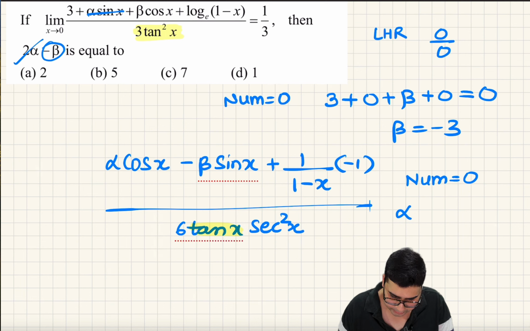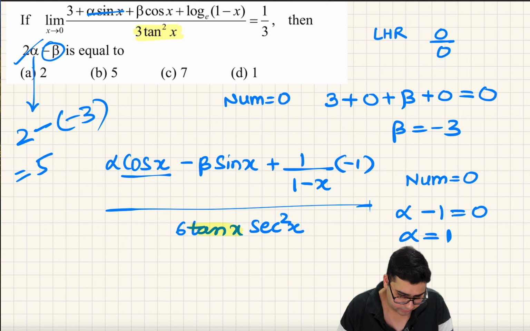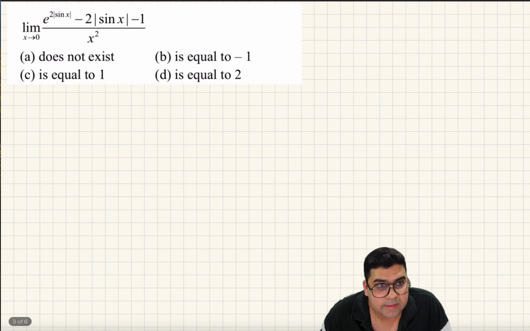And then if I substitute x as 0, this cos 0 is 1, so that's alpha. This beta disappears, and this becomes minus 1 upon 1, which is minus 1, which is equal to 0. So alpha is 1. If alpha is 1, 2 alpha just becomes 2. Beta is minus 3, so that's 2 plus 3, which is 5. That's our answer.